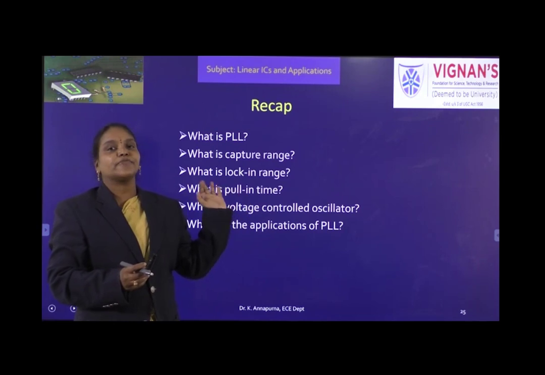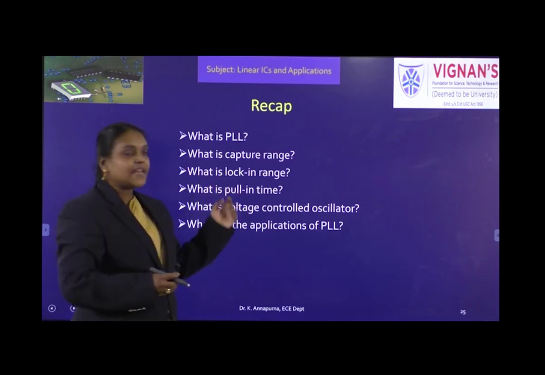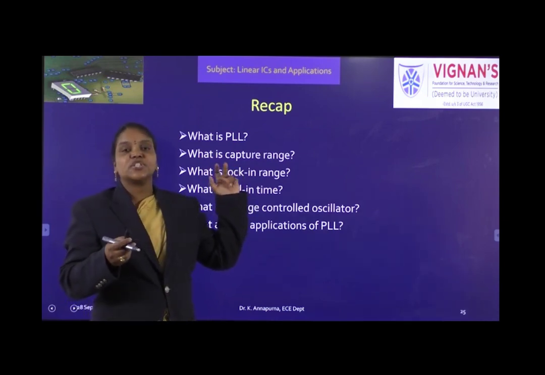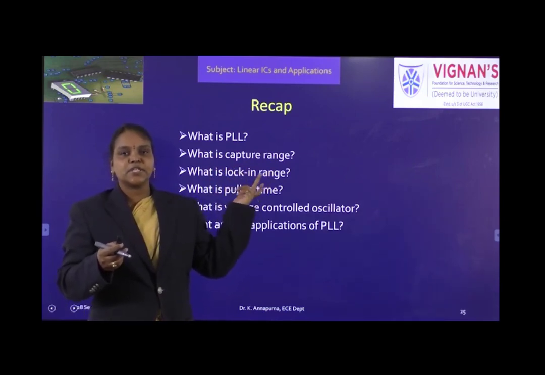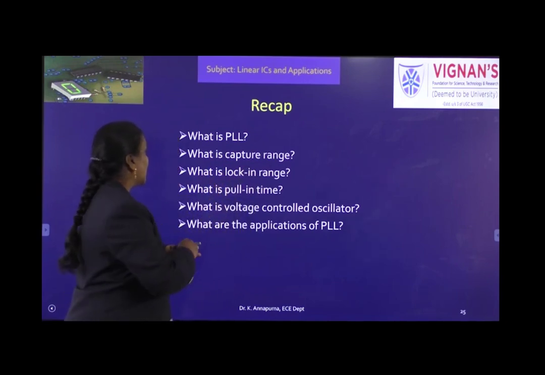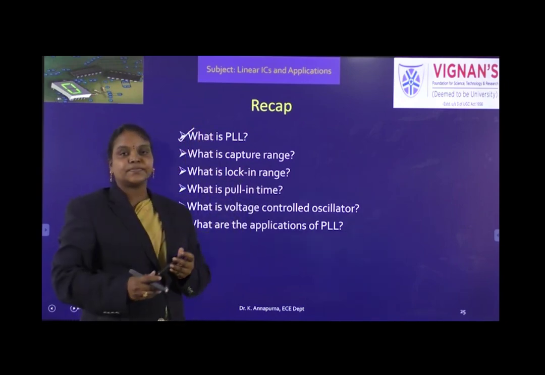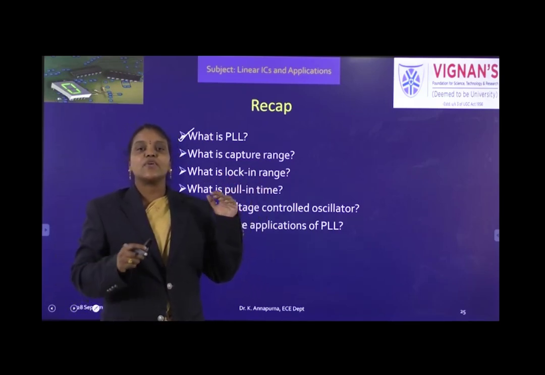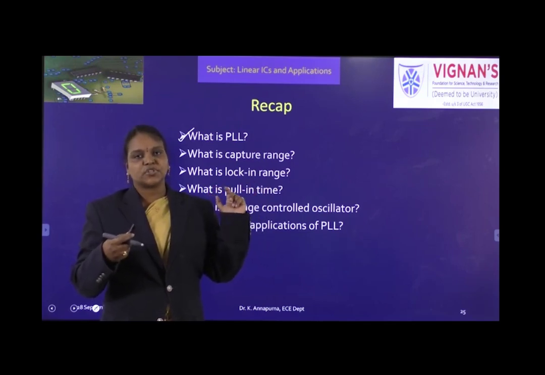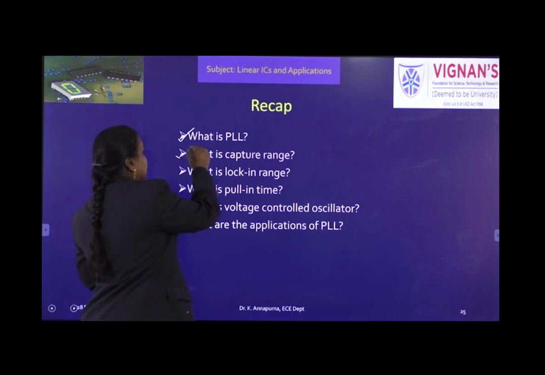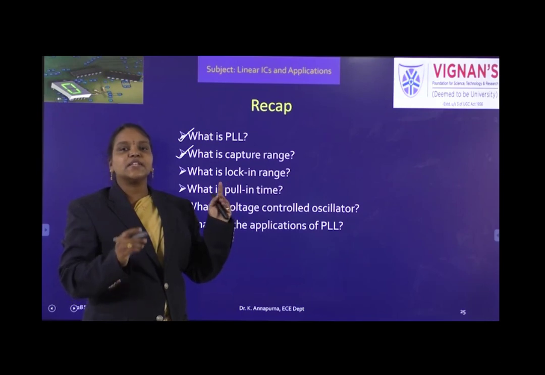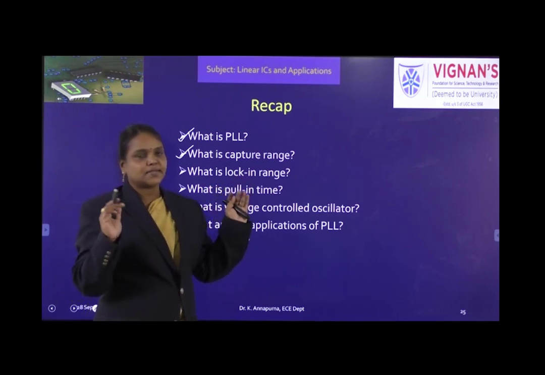Okay, now let us recap what we have discussed in this class. What is PLL? PLL means phase lock loop, which is a non-linear control system able to recover the carrier required for demodulation of AM, FM and FSK signals. And what is capture range? Capture range means the range of frequencies over which the PLL can acquire lock for the incoming signal frequencies. It depends on the cutoff frequency of the low pass filter. If the cutoff frequency of the low pass filter is small, its capture range will be less.